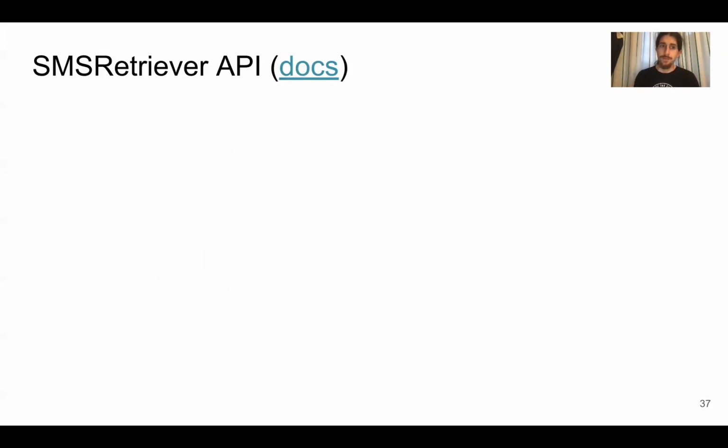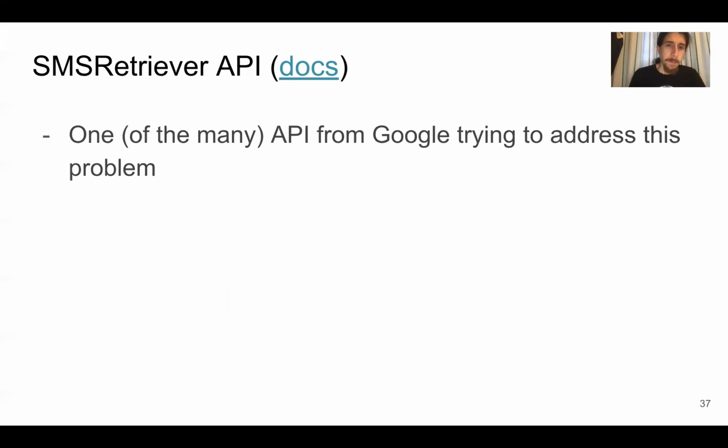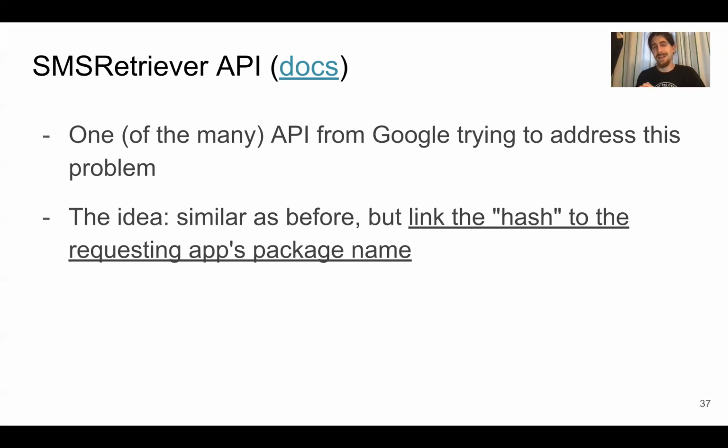Then they came out with a new API. It's called SMS Retriever. Again, this is the second one out of several, and yes, it's one of the main APIs. The idea is similar as before, but it's smarter in the sense that the hash they give you is somehow linked to the requesting application's package name. So once I ask for a hash, I don't get some kind of random hash, but a hash that is somehow linked to the application's package name.